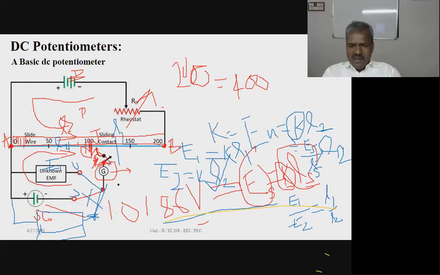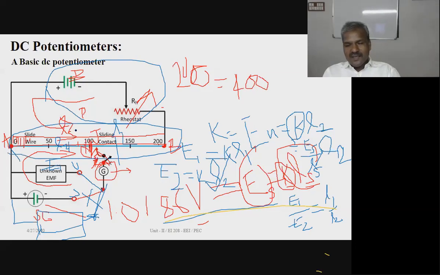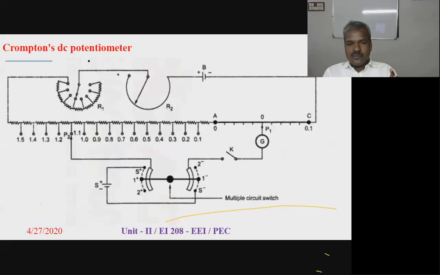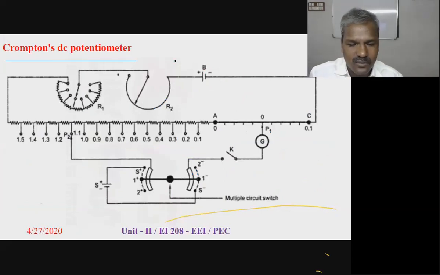Understand? The same concept is applicable for all others. The only difference is a modification in the primary circuitry, the slide wire and the contacts. That's why the potentiometer name is different. This is the basic potentiometer. This potentiometer is Crompton's DC potentiometer. These potentiometers are commercially available.